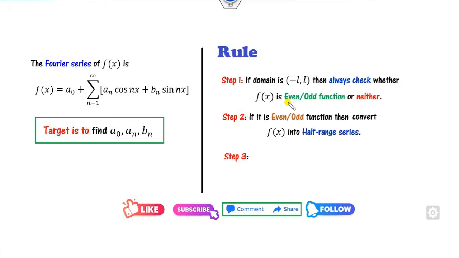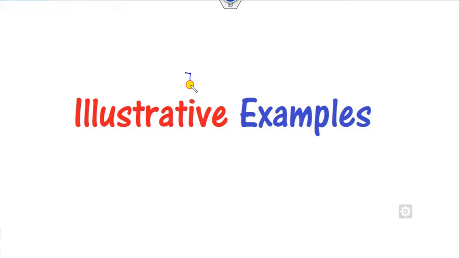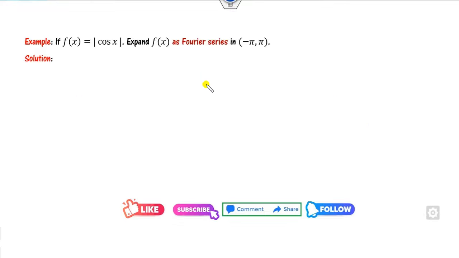If the function is even or odd, then you can easily convert it into the half range series. And if the function is neither even nor odd, then you have to find the complete a0, an and bn. Now let's see how you can solve. I have explained 7 examples in this lecture so that you can easily learn the concept.